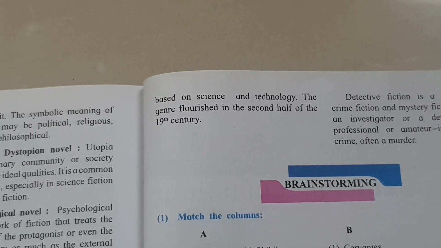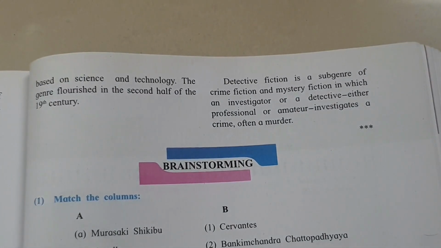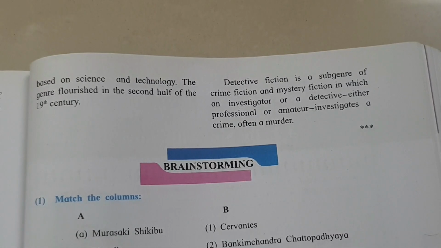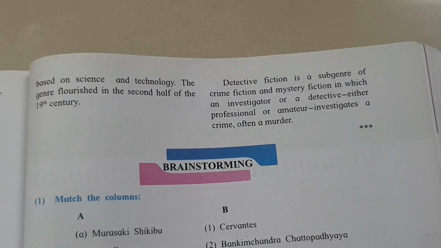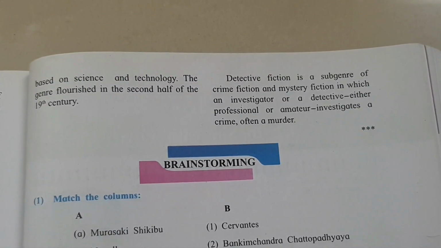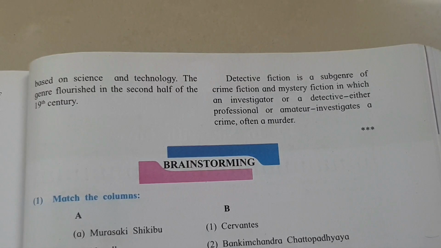And like I told you, Frankenstein by Mary Shelley is the very first novel considered to be written under science and technology. Then we have detective fiction is a subgenre of crime fiction and mystery fiction in which an investigator or detective, either professional or amateur, investigates a crime, often a murder. Some very famous examples: Sherlock Holmes, Nancy Drew, Agatha Christie books. Then we have A Good Girl's Guide to Murder, Good Girl, Bad Blood and all. So yeah, all of that.